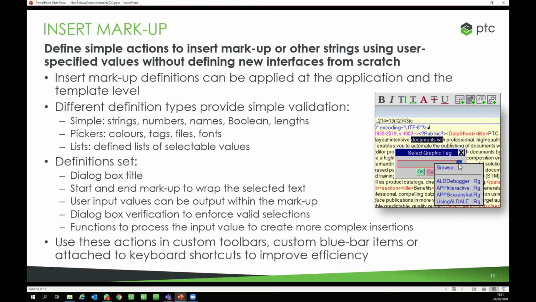You can also run a function when the user hits OK as well. So if the user has selected, say, 3 columns in a table, then you can run a bit of code which will manipulate the start and end markup that gets inserted, and then you can insert that into the content where it is.